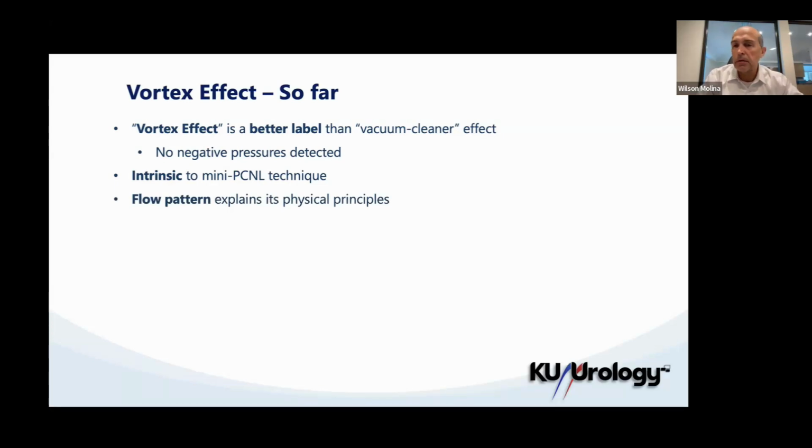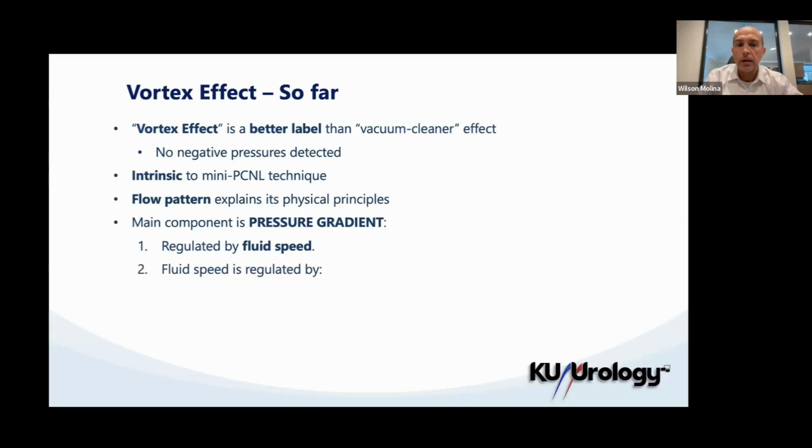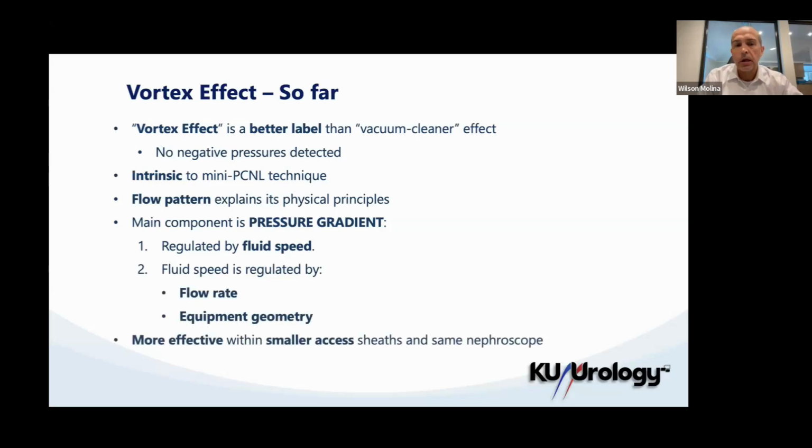The flow patterns explain the physical principles. So the main component is the pressure gradient, and it's regulated by the fluid speed, and the fluid speed is regulated by the flow rate and the equipment geometry, and it's more effective in smaller sheaths with the same nephroscope. That's what we found so far. It's better, obviously, in supine, but it can also be done in prone position. Gravity plays a role, but it doesn't interfere to the point that it cannot be done in prone position. So that's what we know about the vortex effect in mini perk.